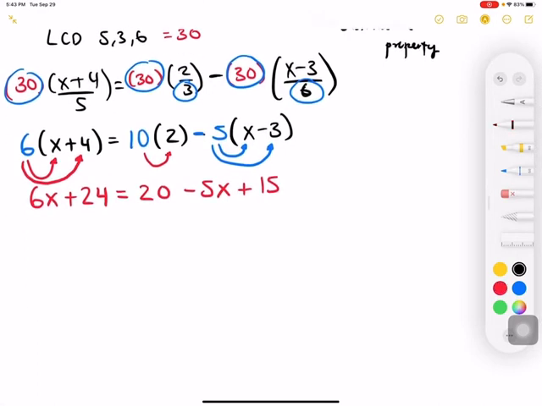So let's see, we can combine something on the left side. I have x's and I have numbers. I can't combine those two. And on the right side, I have x's and I have numbers. So it looks like I can combine the numbers on the right side of the equation.